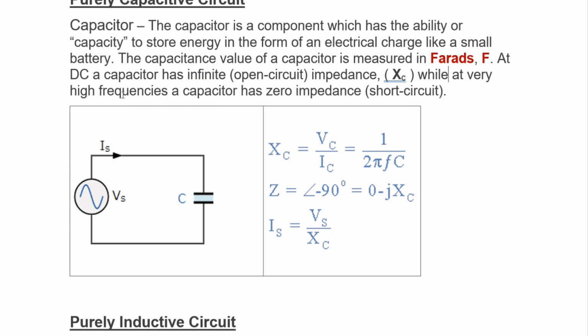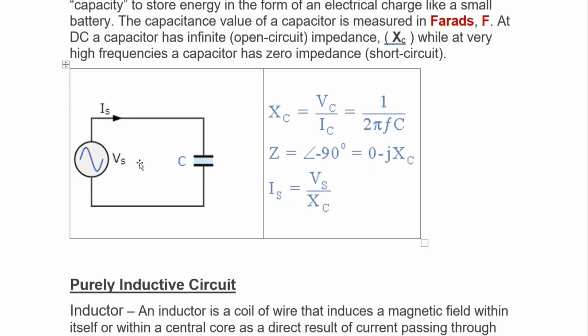So at very high frequency, this behaves as a short circuit. Means there is no resistance. Okay. So here there is no resistance, means the value of resistance is zero. Xc is equal to the voltage across the capacitor divided by current through the capacitor, and that is equal to 1 upon 2 pi Fc.